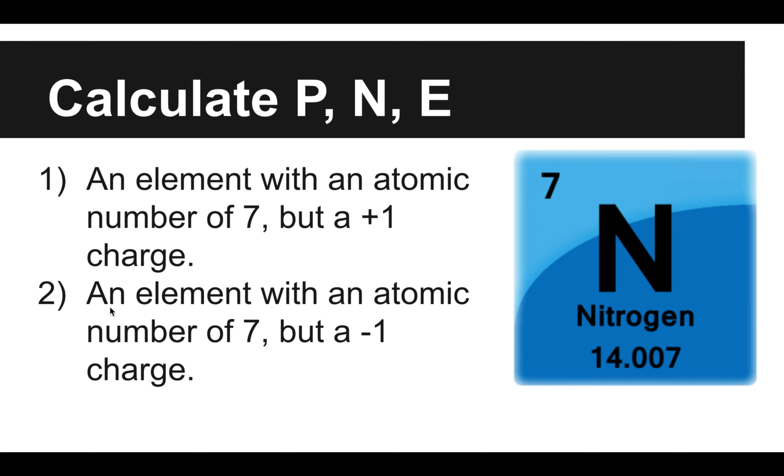And now the same thing, but the opposite. An element with an atomic number of 7, so still nitrogen, but a -1 charge. So what's going on with the electrons here? So pause the video right now and do this out in your notebook. I'm going to go over this in class, so I'm not going to tell you the answer right now.